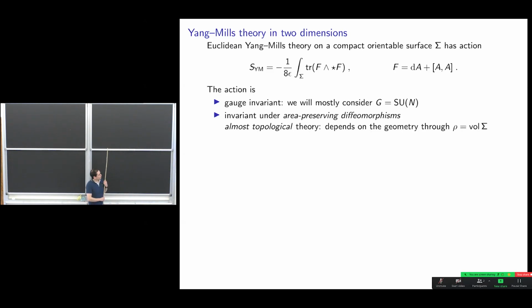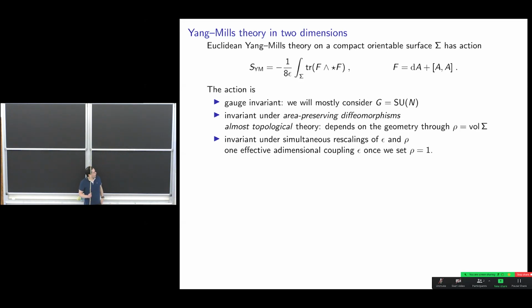And a special feature of 2 dimensions is that the theory is invariant under a large group of space-time symmetries, which go under the name of area-preserving diffeomorphisms, which make the theory depend very mildly on the background geometry, because essentially it will depend on the geometry only through the only invariant that you can construct out of the volume form, which is the total area of your surface sigma.